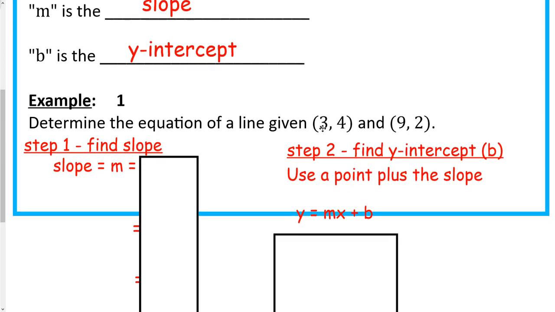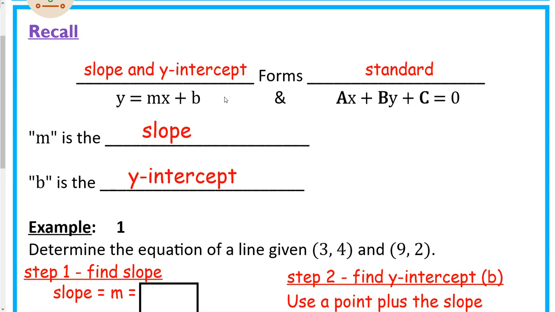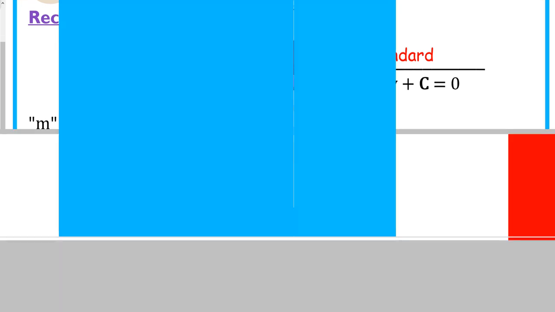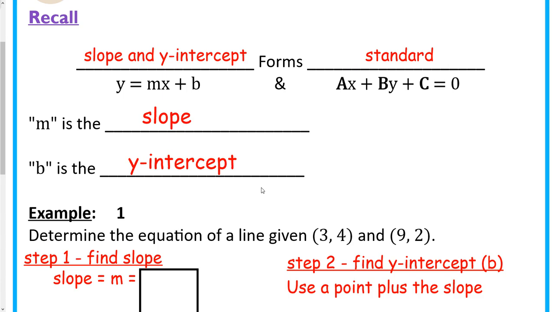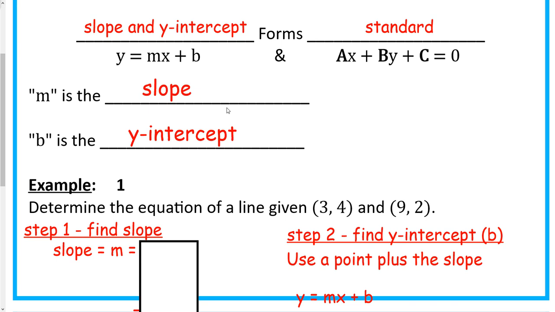Determine the equation of a line given these 2 points. Okay, so equation of a line, you will always start by finding y equals mx plus b. All right, even if the question says determine the equation of a line in standard form, you can't write that form unless you have the slope and y-intercept form first. So always start with that. But in this question here, it doesn't say to write it in standard form. It just says write the equation. So you can just stop after you have it in y equals mx plus b.